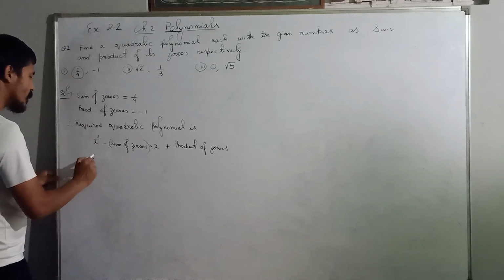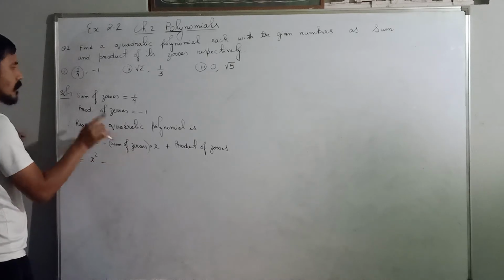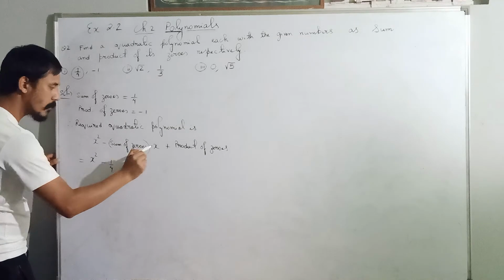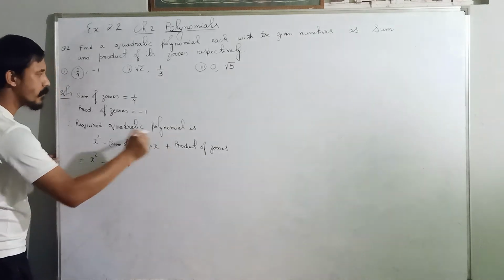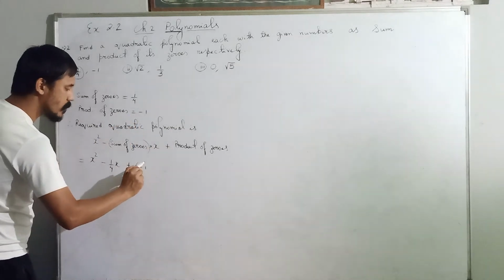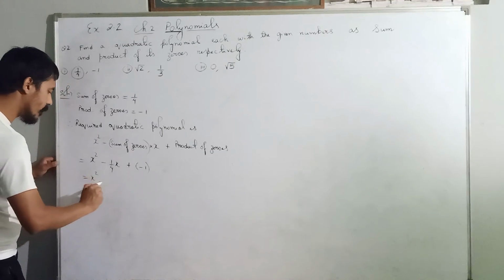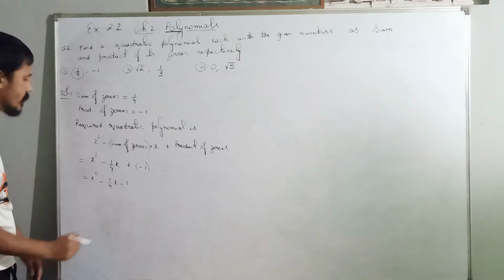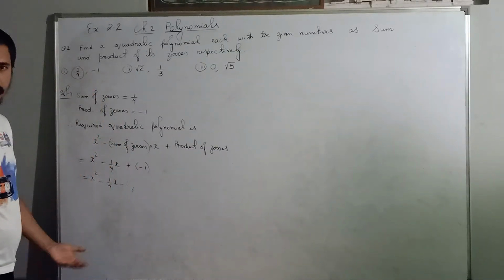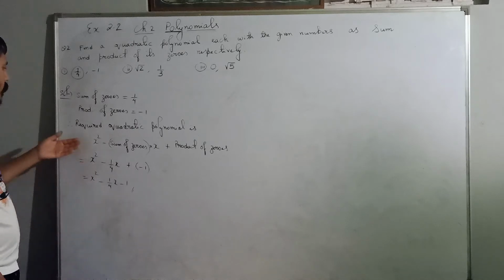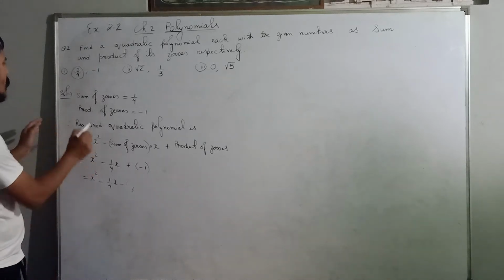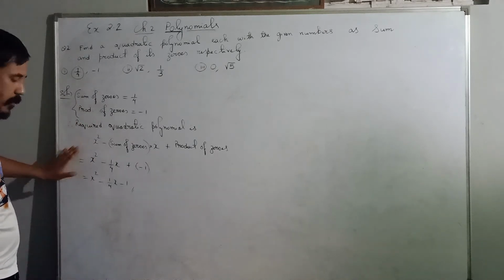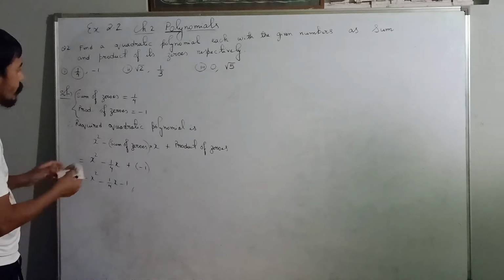So this is equal to x squared minus sum of the zeros. The sum of the zeros given here is 1 by 4, so I'm going to write 1 by 4 times x, plus the product of zeros, which is equal to minus 1. So x squared minus 1 by 4 x minus 1. No further rearrangement is needed. That's the required polynomial. Very simple, only 3 steps. So this is the procedure for determining the answer. Very, very simple.